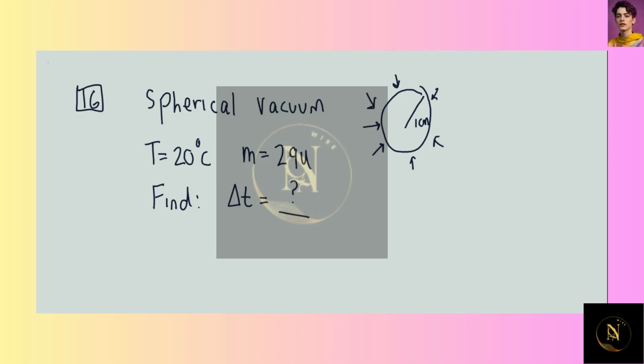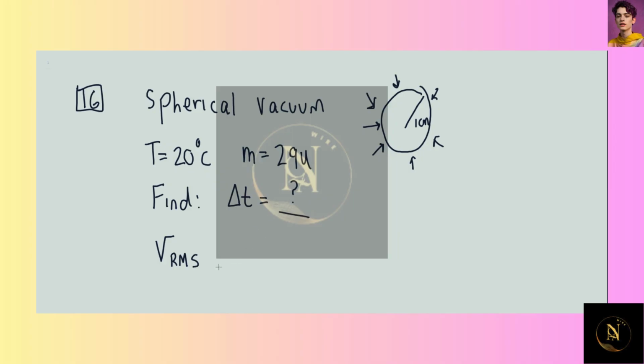In this problem we have air at 20 degrees Celsius with a mass we assume to be about 29 times the mass of a proton, u. And we have a spherical vacuum that this air is rushing into to fill it. We are trying to estimate the amount of time it takes for the air molecules to fill this vacuum. We assume this vacuum is a sphere of 1 centimeter radius.